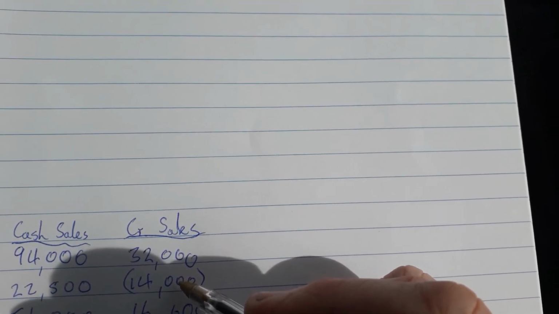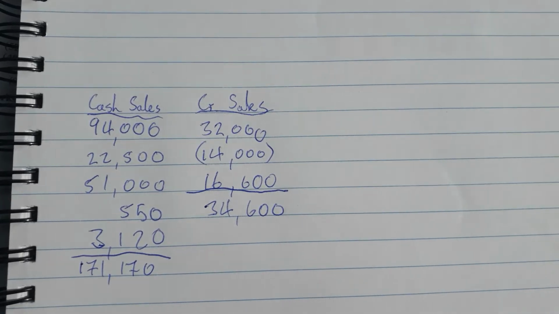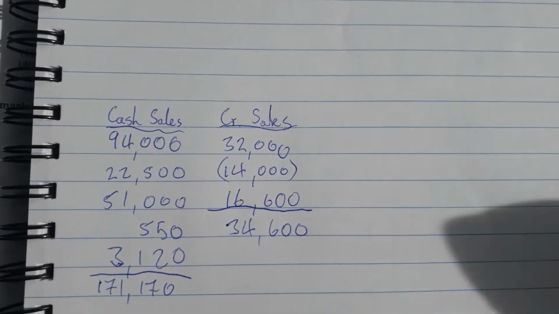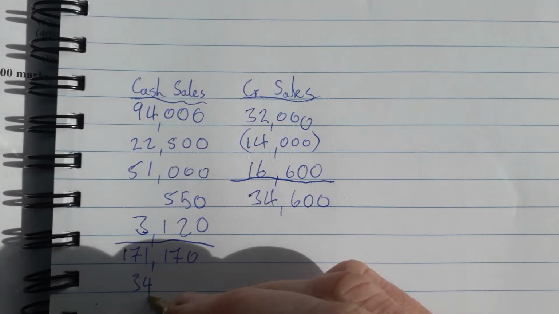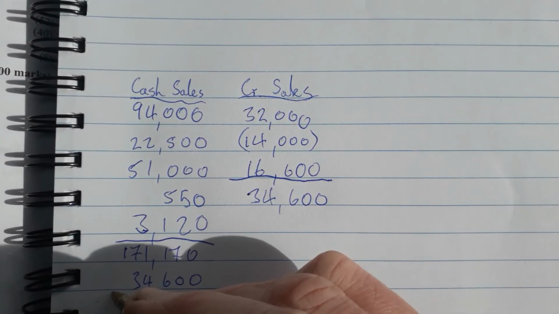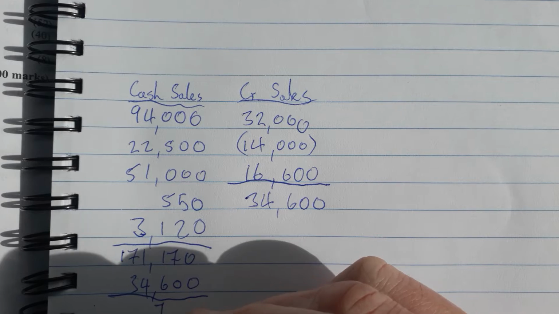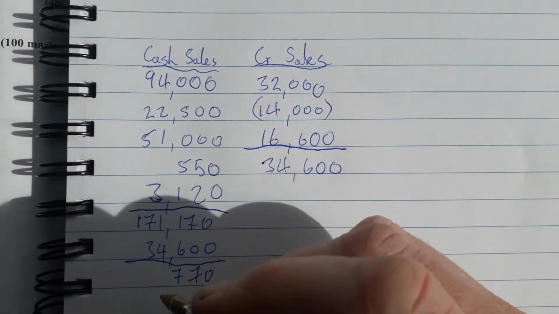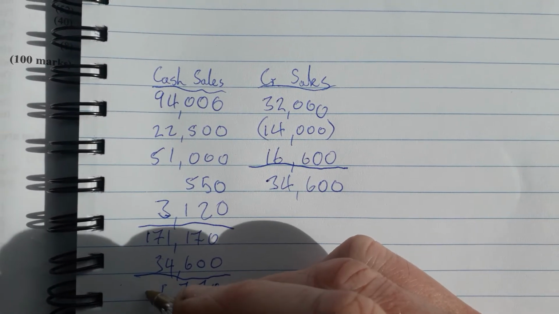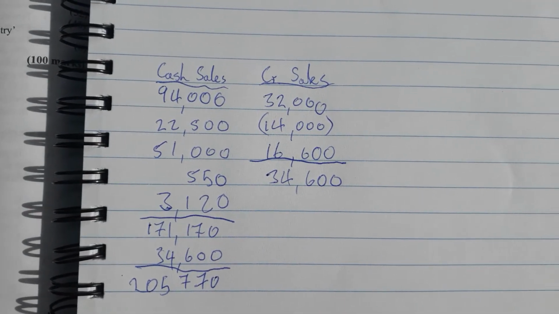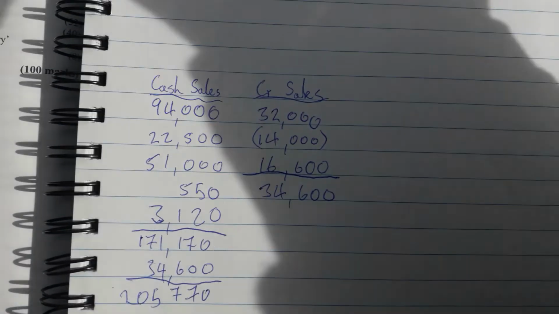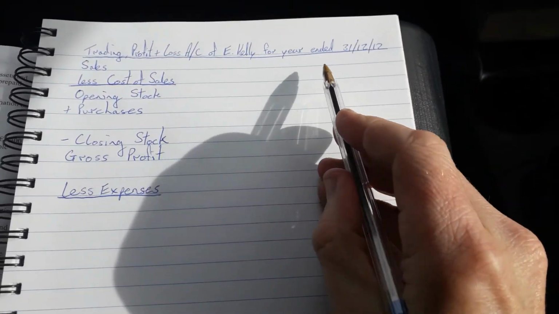32 minus 14 is 18, I would say. And this is 34,600. So that's our total credit sales. And then if we take our credit sales and add it to our cash sales down here, so 34,600, we get 205,770. And then we're going to put that up on top where we have sales up here.